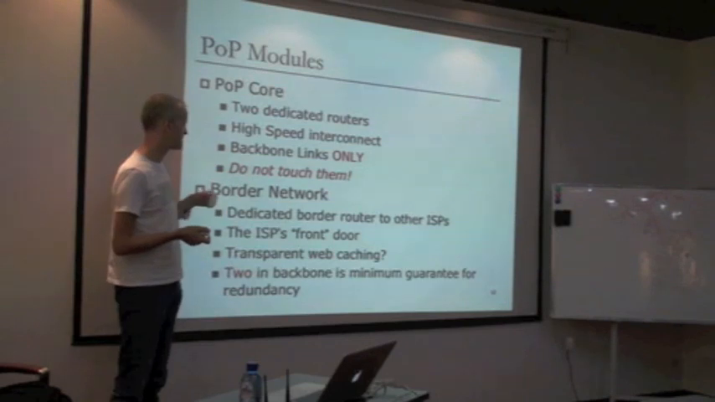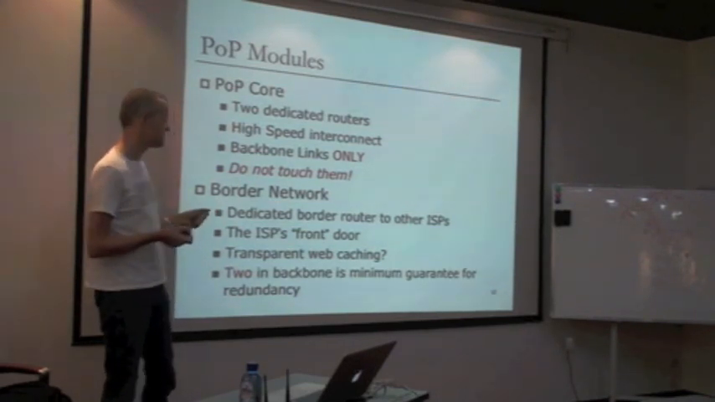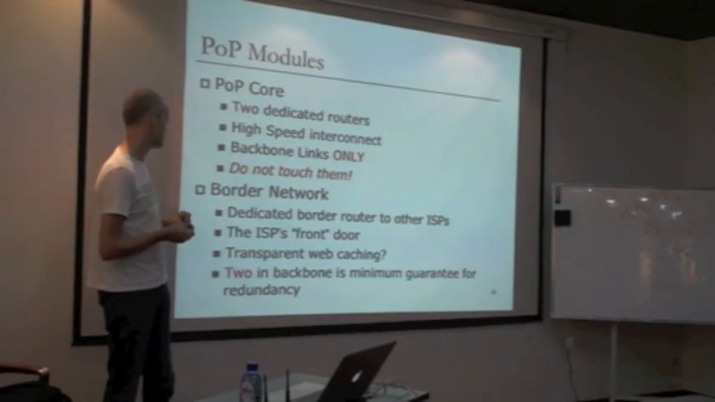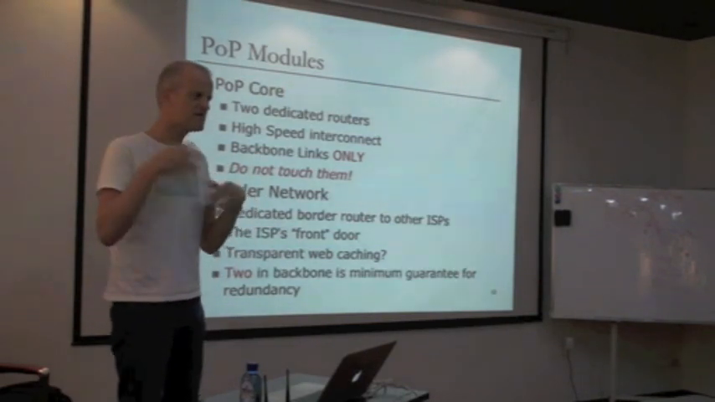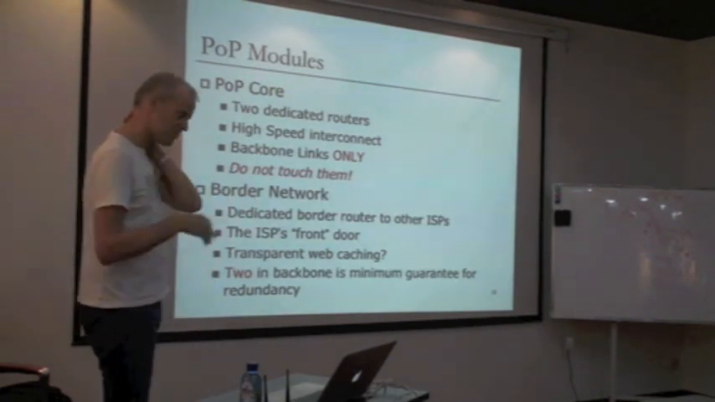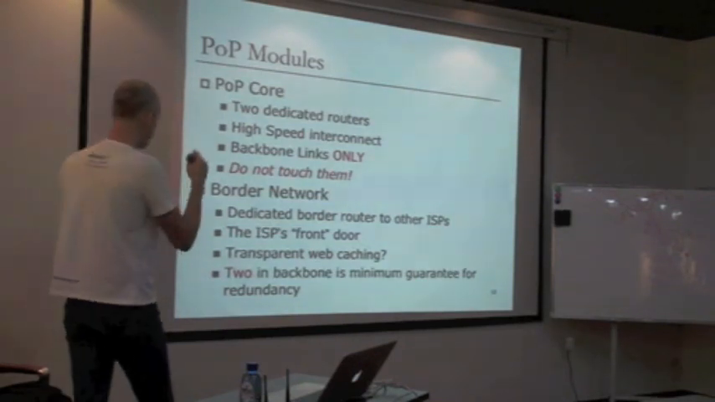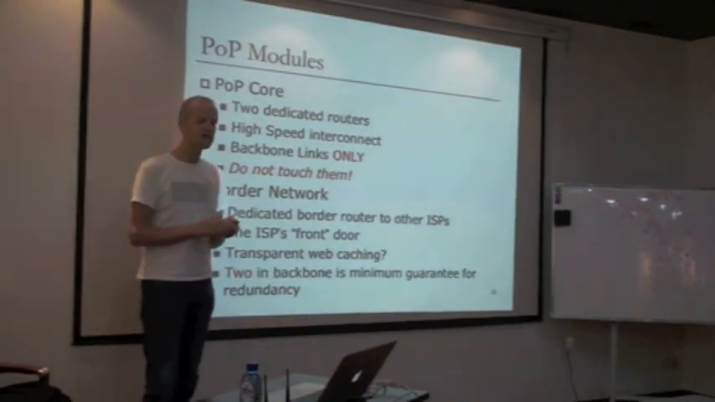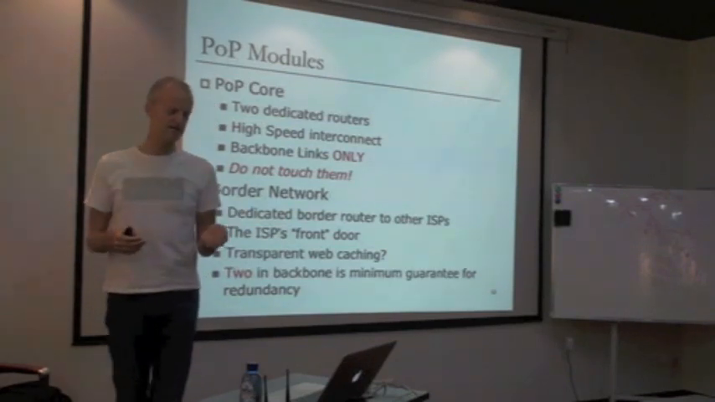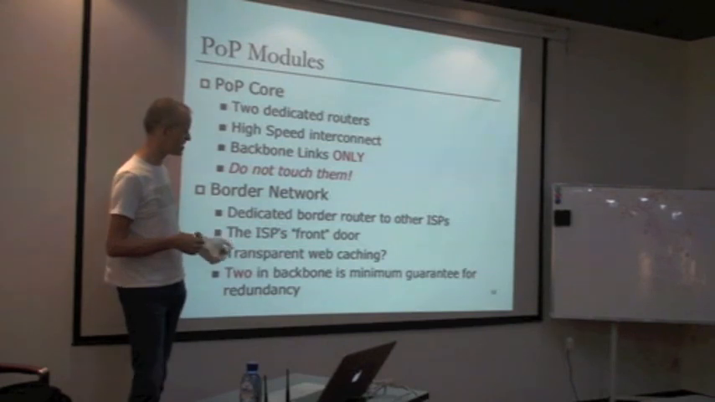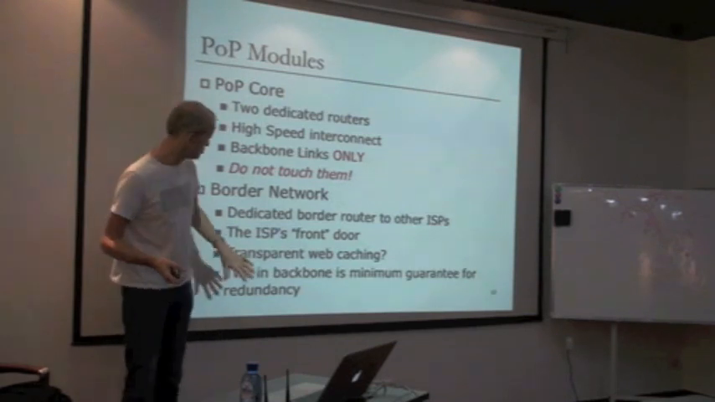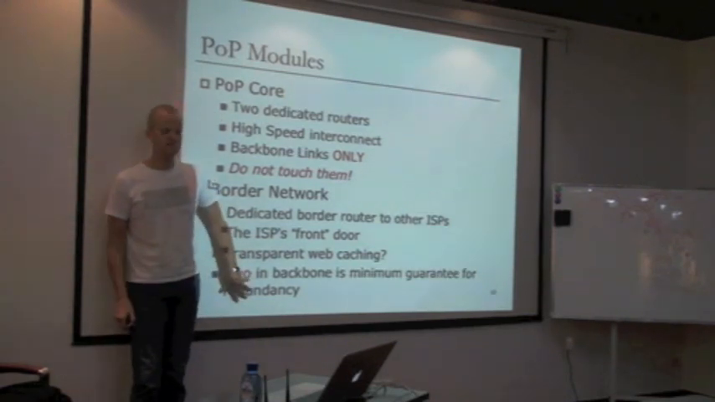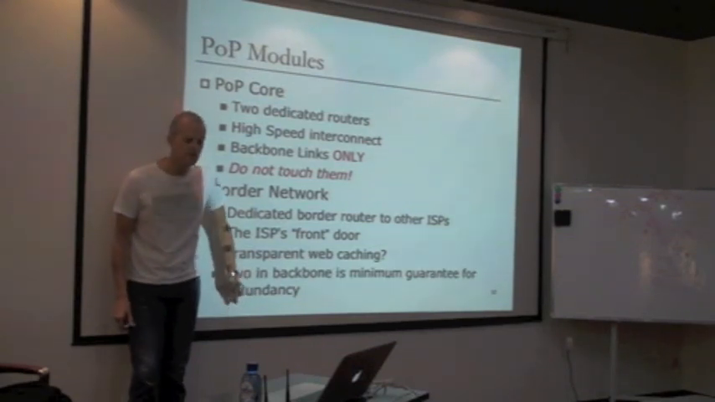The border network: dedicated border router to other ISPs. So this is the ISP's front door. The border router is actually very, very important. It protects your network from the internet. It protects the internet from your network. It's where all your peering is done, your BGP policy is done, your connecting to other ISPs is done. You may want to do web caching at the edge of your network as well. You may want to do it in the core of the network also. 2 border routers in the backbone is the minimum that you need to give you redundancy. So make sure that you always have the 2 in the network.